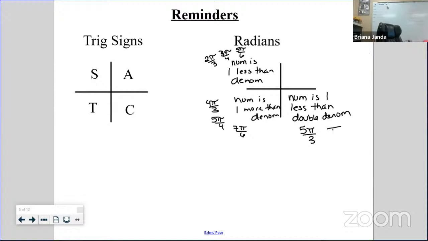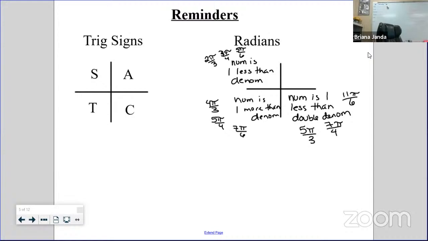If our denominator is 4, double that is 8. 1 less than that is 7. If our denominator is 6, double that is 12. 1 less than that is 11. Guys, there's your word bank for answers, right? It's going to come from this. Unless it's on an axis, you can go draw that picture for yourself of an axis. We'll get there when we hit an axis question here.